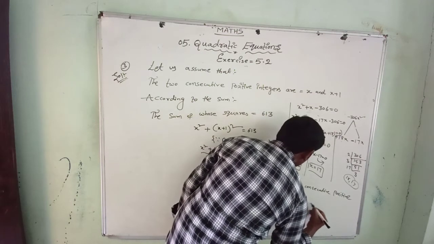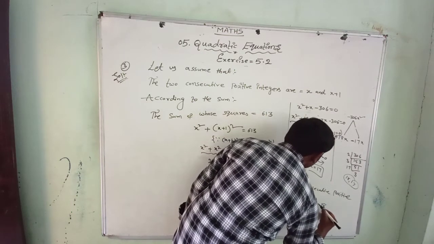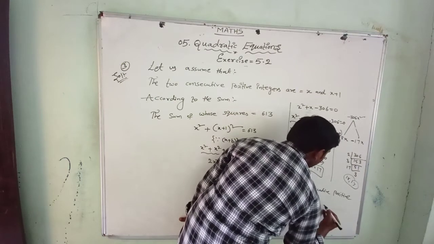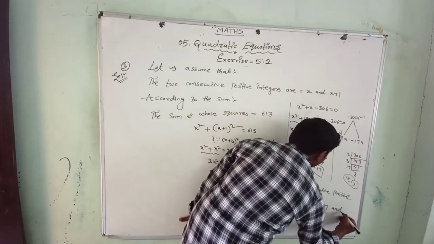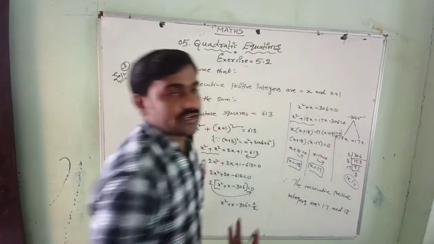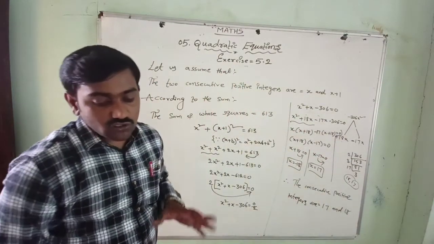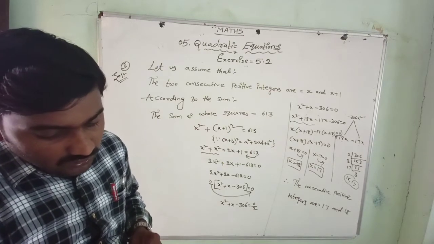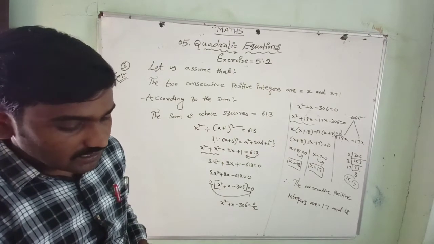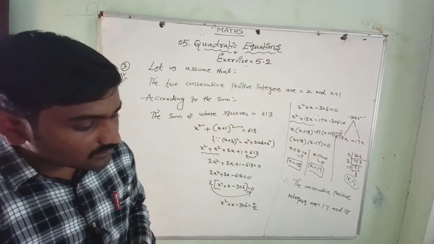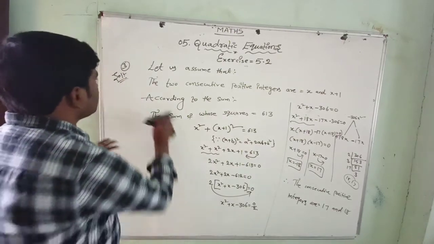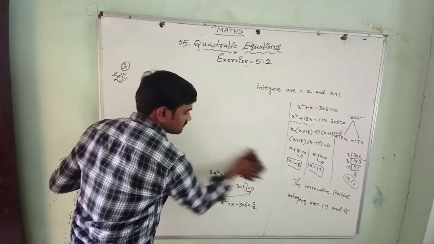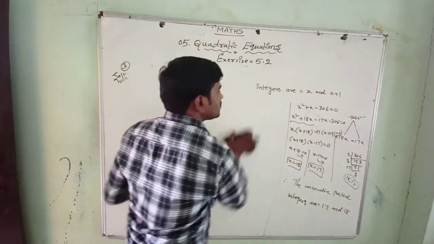Therefore the two consecutive positive integers are 18 and 17, or 17 and 18, we should write 17 and 18. Consecutive means they should be in order. 17, 18, these are the two consecutive integers. And the question number fourth one and the last one of this, take a screenshot. The questions are very simple.